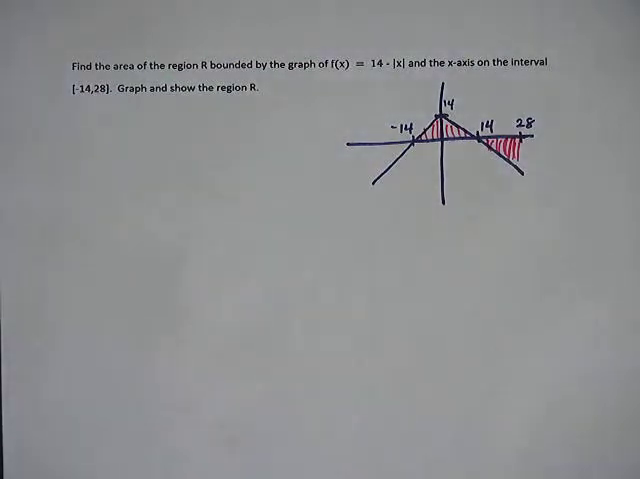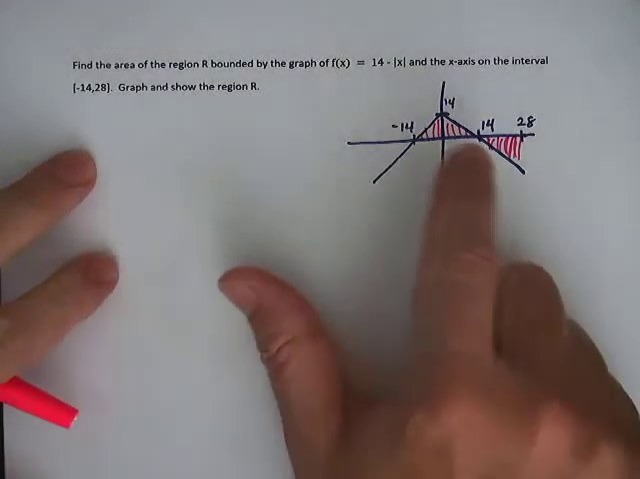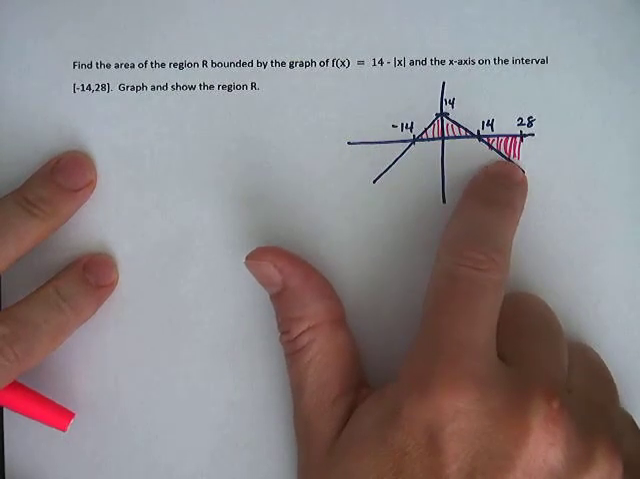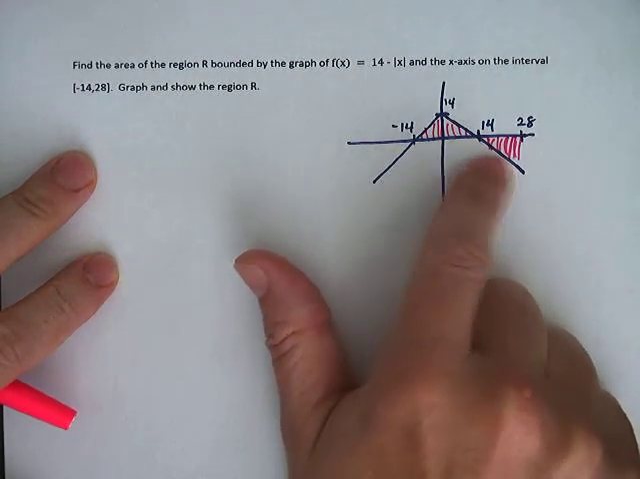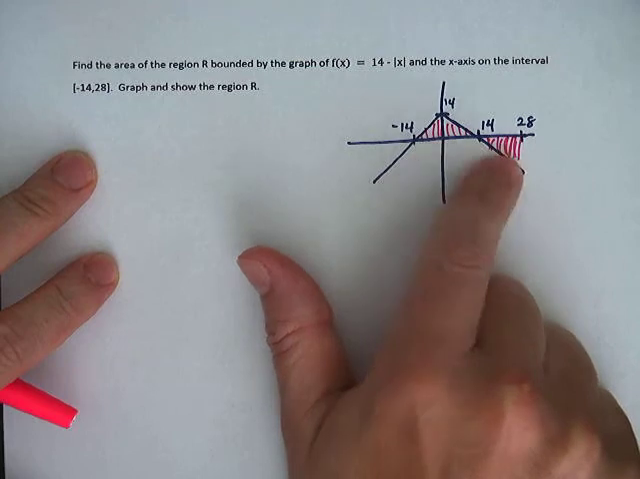Okay, so before we start this problem, let me clarify something that sometimes gets confused. The difference between a problem asking you to find the area of a region and when you're just given the integral of a region from say negative 14 to 28, there is a difference. If you're finding the integral, this positive area up here and this negative area down here will cancel each other out, not completely, but partially.